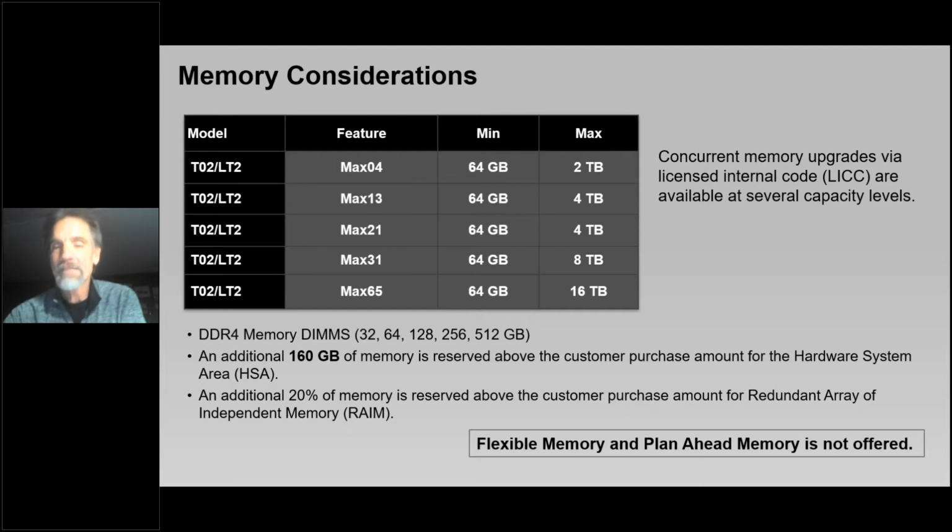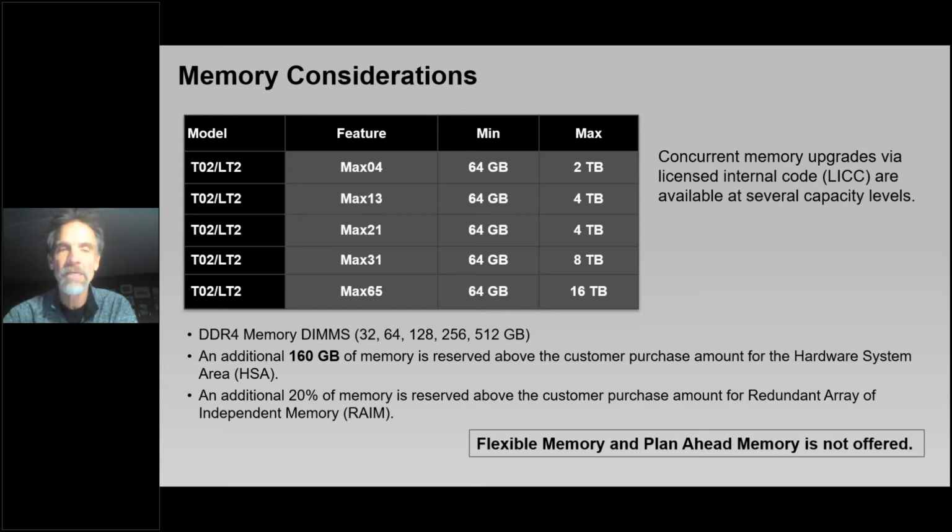I say that because it's a little different from the past, because if you note down the bottom right-hand part of this chart, there is no flexible memory. And there's something I forgot to mention a bit ago, and I'll mention it right after this. The flexible memory is not available on here, and I'll explain why that's perhaps important. And plan ahead memory is no longer part of this, so you can't select a chunk of memory to have sitting aside ready for activation.